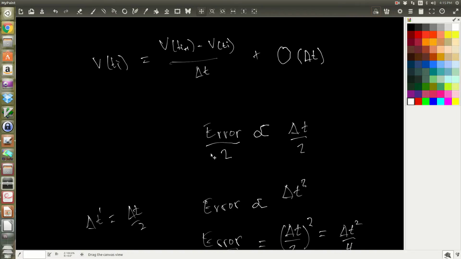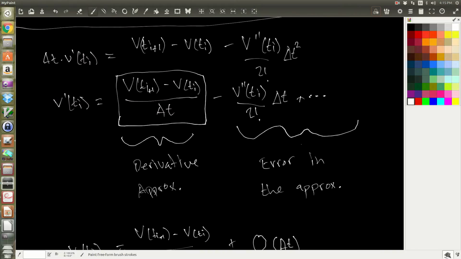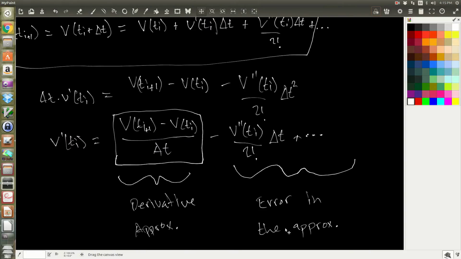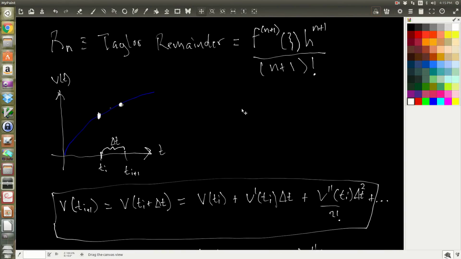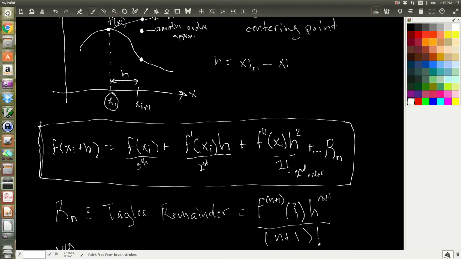So the Taylor series here has given us a way to figure out the order of error. This is what we call the order of error with respect to delta t, or in more general terms, with respect to h. Remember earlier we talked about the Taylor series up here, and we were talking about this step size in general, which we called h. So oftentimes in textbooks you'll see it with regards to h.